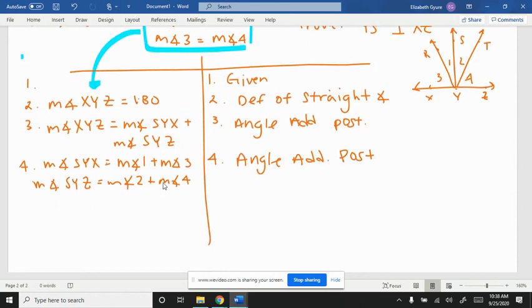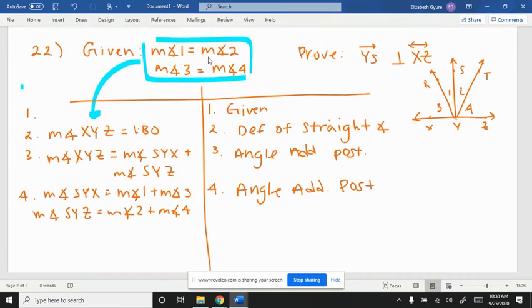What was the point of me doing that? Does anyone know? Why did I take the time to now show that these are made up of all my smaller parts here? Emily? Yeah, they were in the given. They're the only things we know information about, right? So we should mention them. And why it's important to mention them is, aren't they going to be congruent?